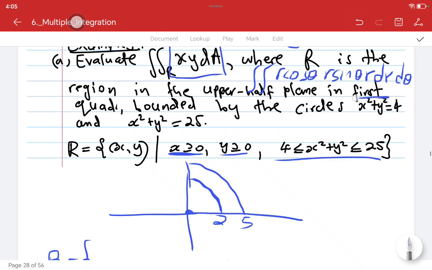Oh, I can hear they say that this is in the upper half. The upper half is these two, right? The first quadrant and second quadrant, these are called the upper half plane. Yes. But then they restricted us to what? The first quadrant. And the first quadrant is where x and y are both greater than or equal to 0.